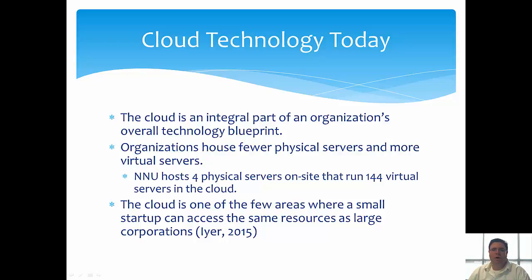When I was doing my research for our information systems analysis paper for this class, I interviewed the IT director here at Northwest Nazarene University, and he told me that NNU actually runs only 4 physical blades, 4 physical servers in the IT room, but they have 144 virtual servers that are hosted in the cloud. And I thought that was pretty interesting. But I think that that's a good demonstration of the trend of servers and of cloud technology for organizations. And again, one of the neat things about the cloud is it really gives smaller organizations, even startup companies, some of the same advantages that a corporation has as far as accessing information via the cloud. So the cloud has served somewhat to level the playing field for small organizations and large organizations.